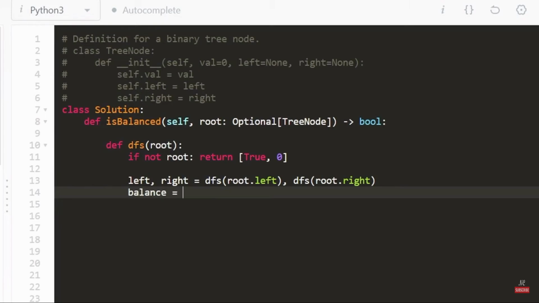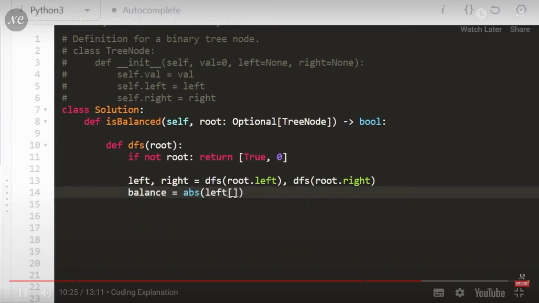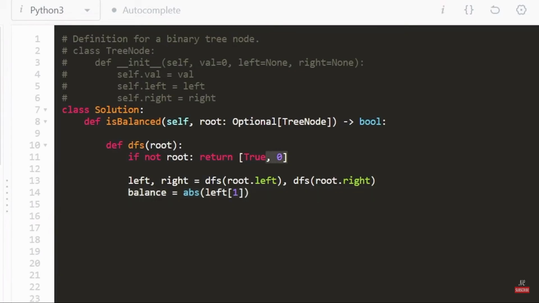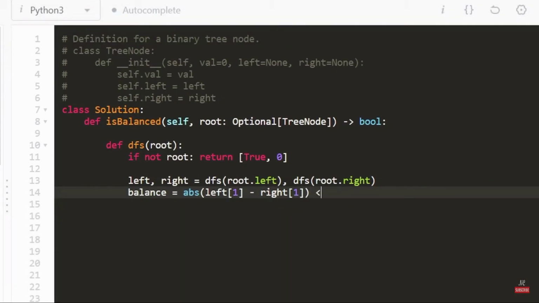So how can we do that? We can take the absolute value of left at index 1, because remember the second value is where the height happens to be, left of 1 minus right of 1. So this will give us that. As long as this is less than or equal to 1, we can say that the tree is balanced, right?